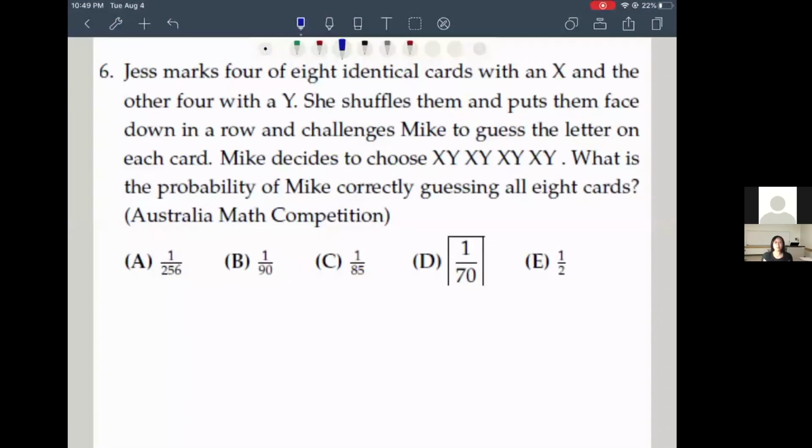Question 6. Jess marks 4 of 8 identical cards with an X and the other 4 with a Y. She shuffles them and puts them face down in a row and challenges Mike to guess the letter on each card. Mike decides to choose XY, XY, XY, XY. What is the probability of Mike correctly guessing all 8 cards? Mike chose a specific arrangement. So basically, we want to know how many arrangements in total. And because Jess shuffles, all the different arrangements are equally likely.